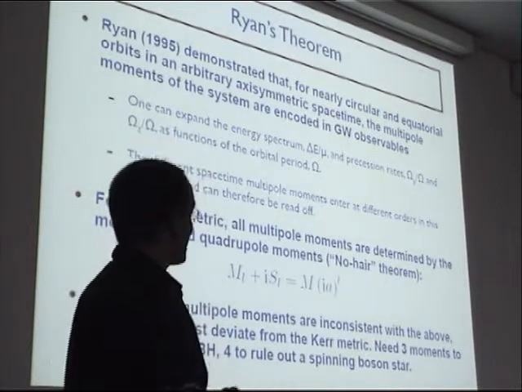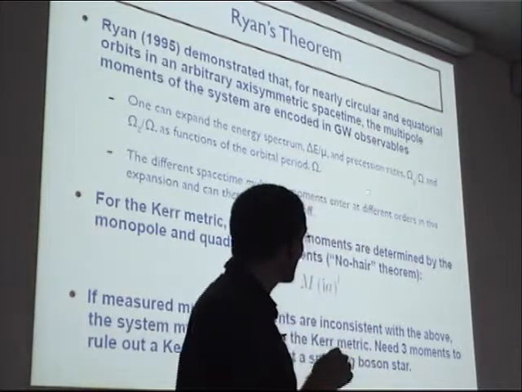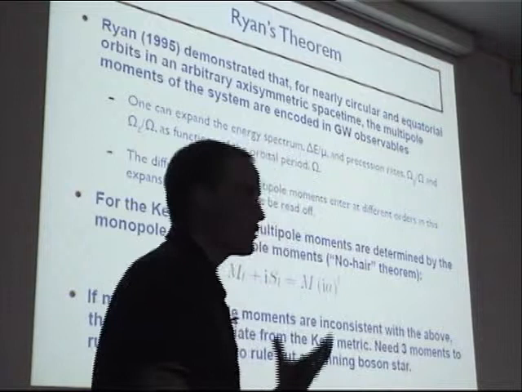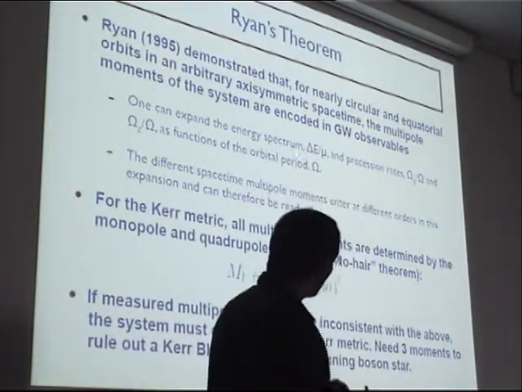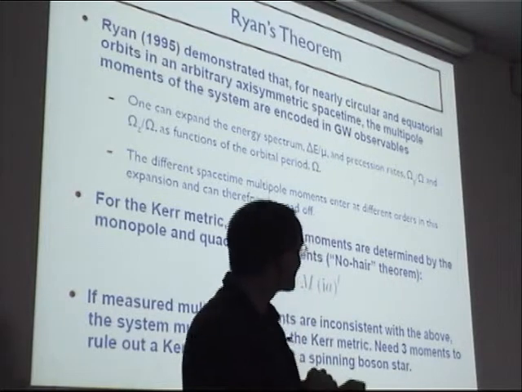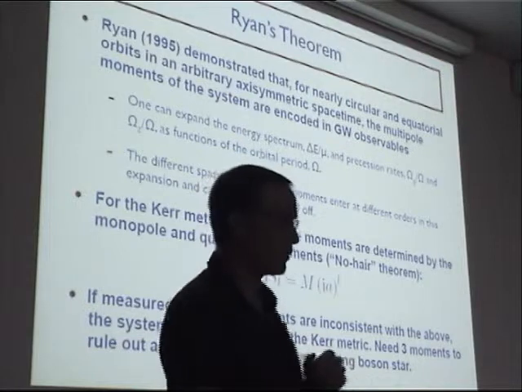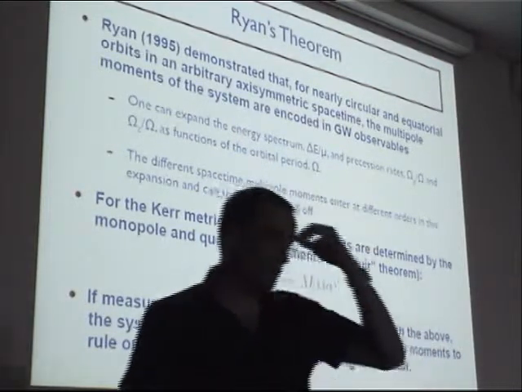Specifically, he showed that the energy spectrum, dE/dlnf over mu, this is the total amount of energy radiated in gravitational waves when the orbital frequency changes by unit in log. And the precession rates, the two precession rates I mentioned earlier, the precession of the perihelion and the precession of the orbital plane, or the radial and vertical epicyclic frequencies.